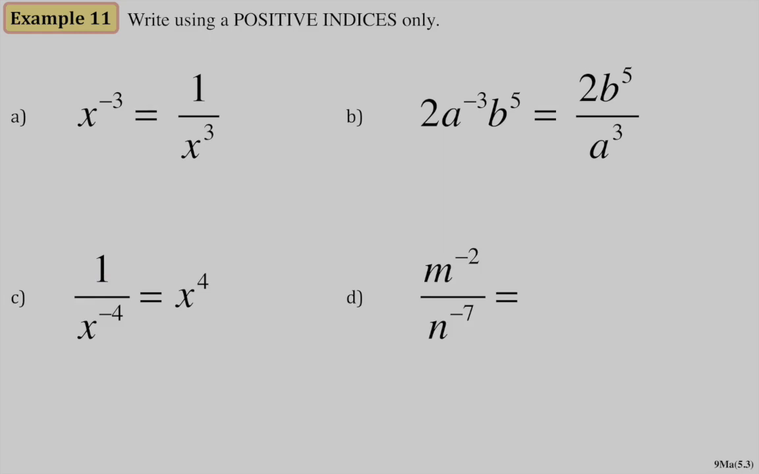Now I've got a problem where both sections, or the top of the fraction and the bottom of the fraction, have negative powers. So the top of the fraction is going to move to the bottom, and the bottom of the fraction is going to move to the top, and I'll end up with n to the power of 7 over m to the power of 2.